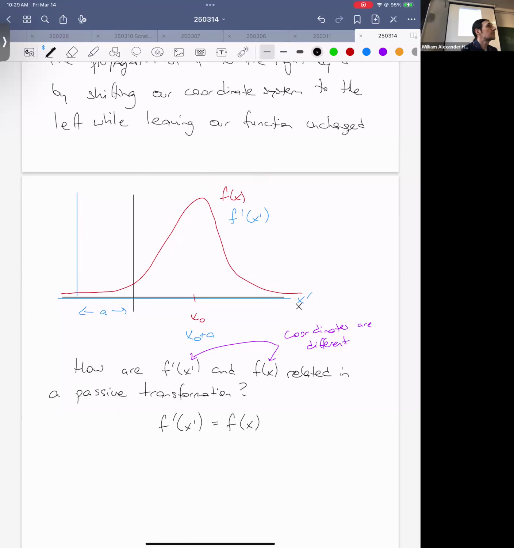Yes. I'm sorry, I didn't hear what you asked. No, it's the x. Yeah, it's weird. I think we're used to f of x, right? So I got some coordinate system, I got my function. And now I'm changing my coordinate system, in this case shifting to the left by a. How is this same function described in a different coordinate system?